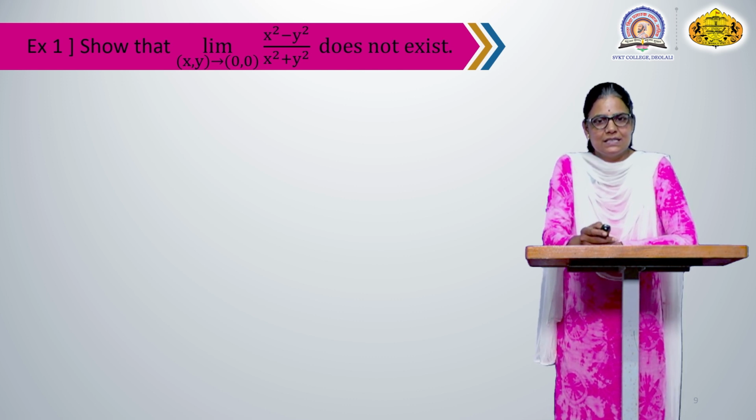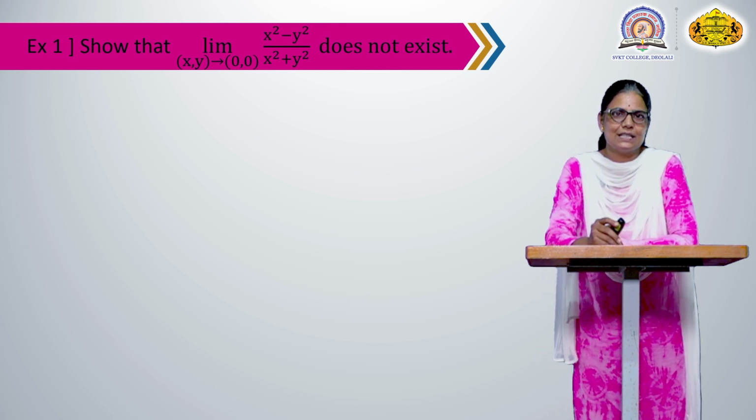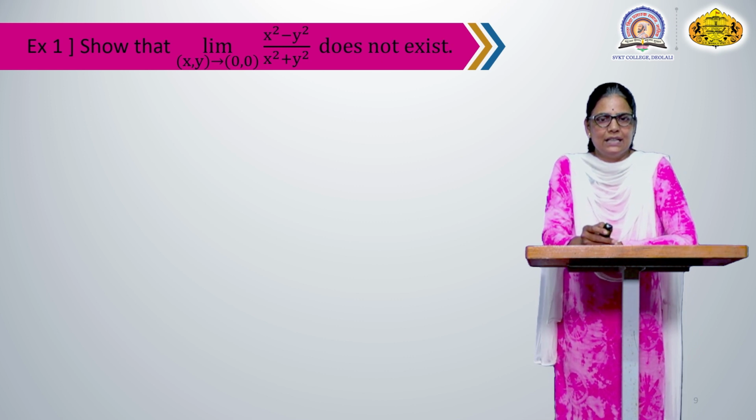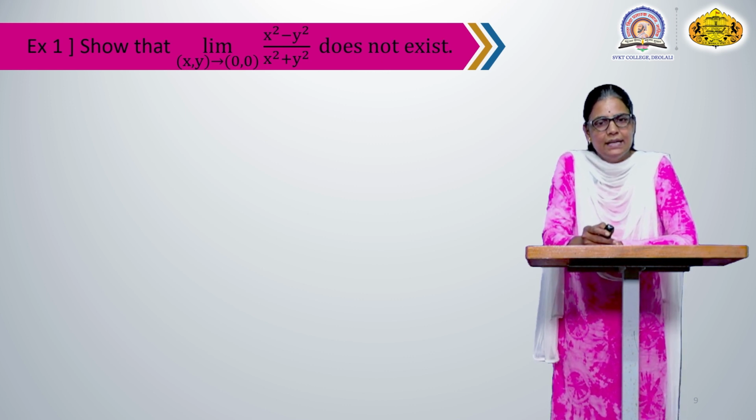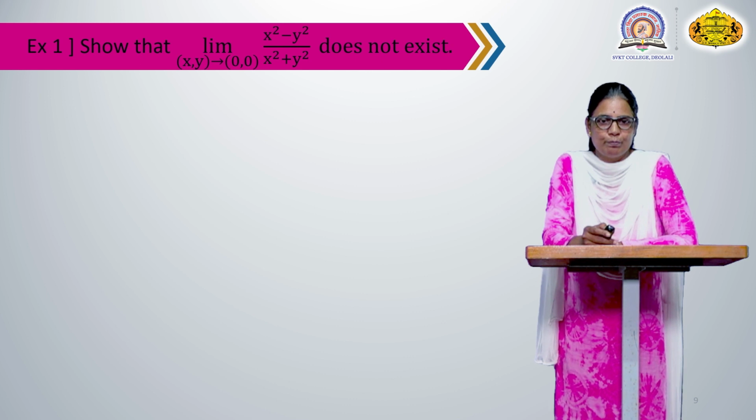Now let us consider some examples. The first example is, show that the limit of (x² − y²)/(x² + y²) as (x, y) approaches (0, 0) does not exist. So here our point is (0, 0). The function is (x² − y²)/(x² + y²).